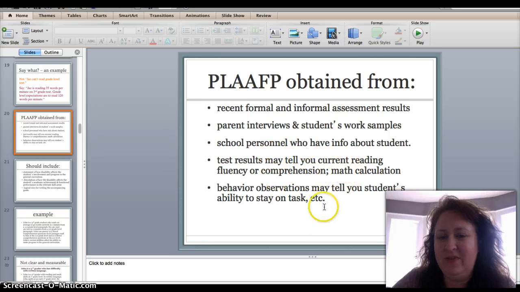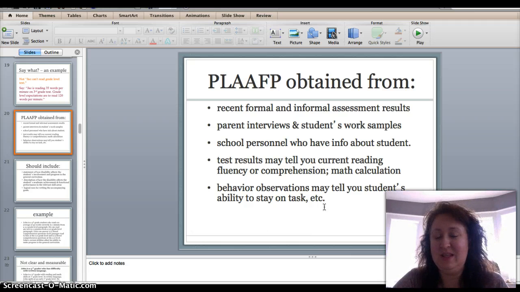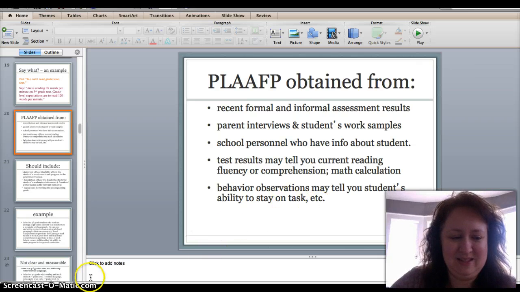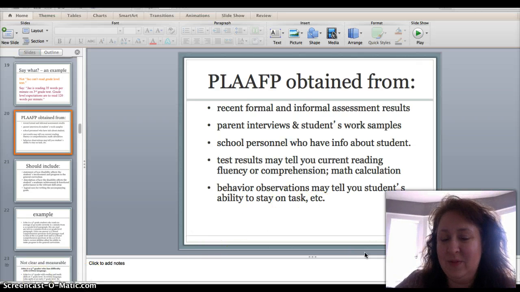Where do we get the data for our present levels? You need to have formal and informal assessments. In this day of response to intervention, we have lots of great data that we can use, and that needs to be part of the IEP. We can also use information from the parents, information from other school personnel. We can use standardized test data, and we can look at behavior observations. There is more great information in the PowerPoint posted in Blackboard.